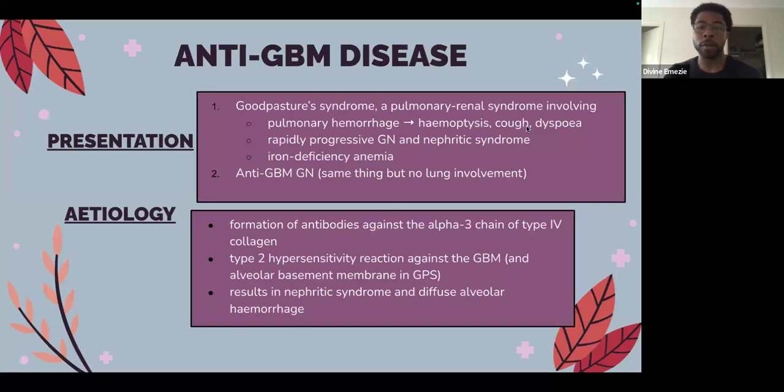You think about hemoptysis, cough, dyspnea. In the case of pulmonary hemorrhage, that tells you it's Goodpasture's. That makes you think about this whole thing. But apart from that, it's really just nephritic syndrome, and we'll get into this, but rapidly progressive GN.